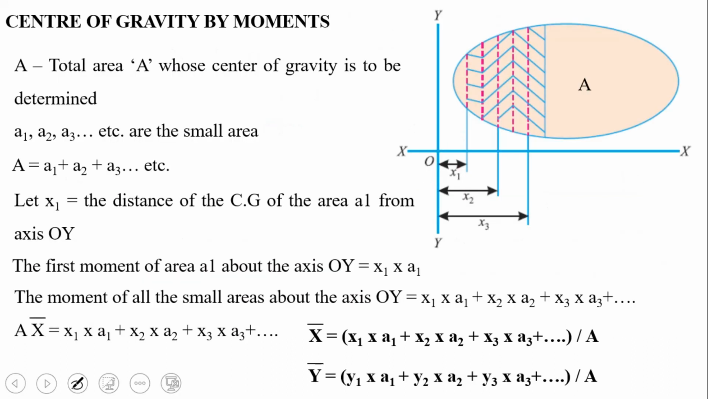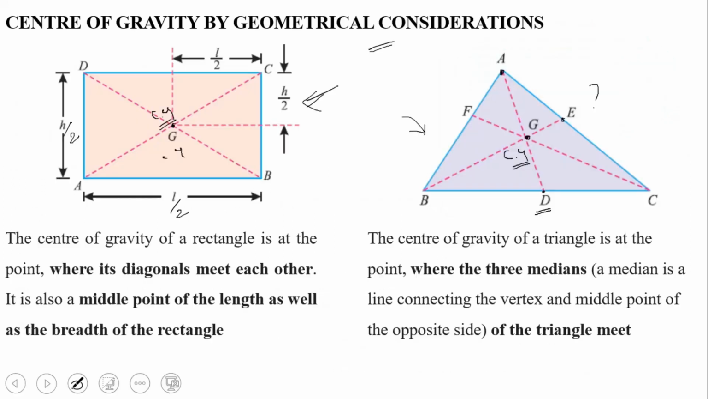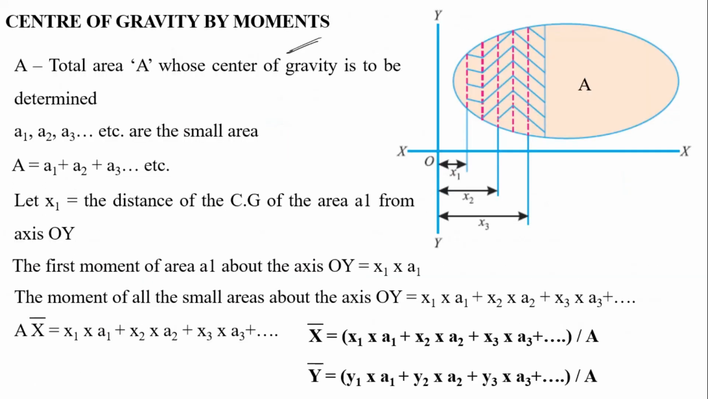Now, how to derive the formula for center of gravity by the moments method, right? What we discussed was geometrical consideration. Now we are going to discuss the moments method. Let A be the total area whose center of gravity is to be determined. So, this is the picture. We want to calculate the CG of this total ellipse. That is A. We need to find the CG of this particular area.